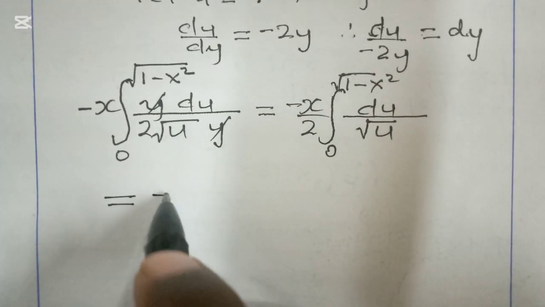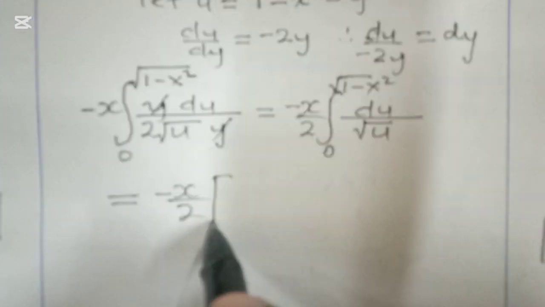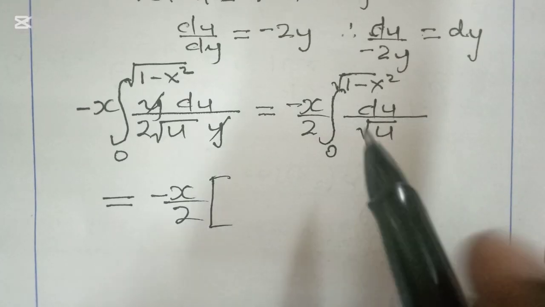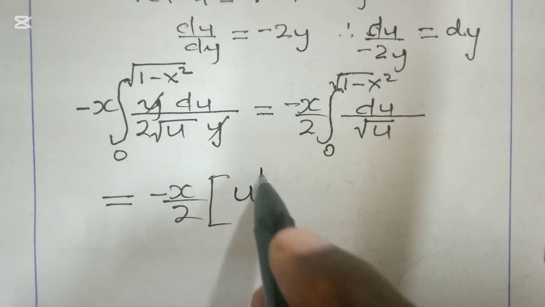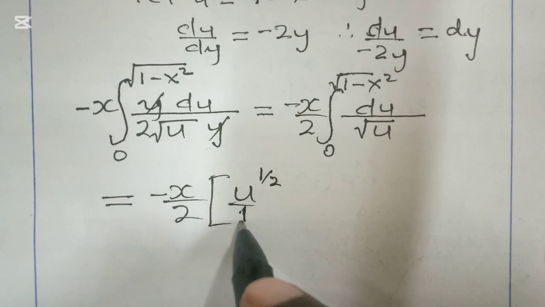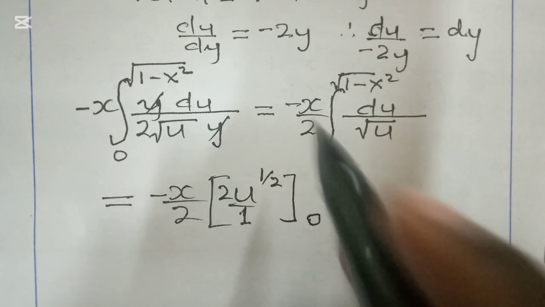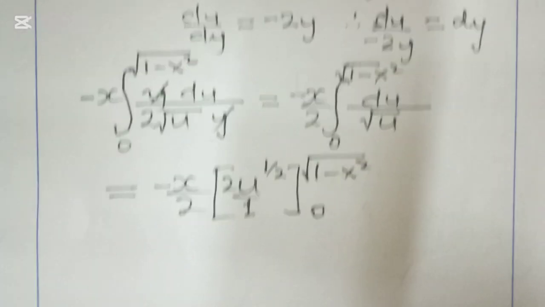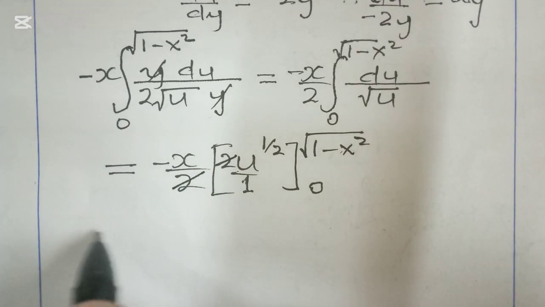So when we come to integrate that, first of all, we have negative x over 2. We integrate that guys, we are going to have u raised to negative a half. So u raised to negative a half plus 1 is actually a half, over a half again, that is 1, and then 2 will be put there. So this one is from 0 to square root of 1 minus x squared, like that.